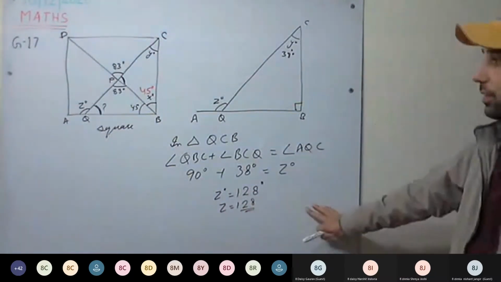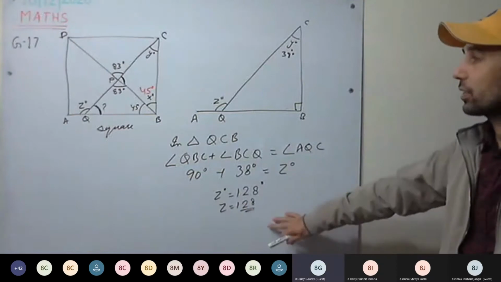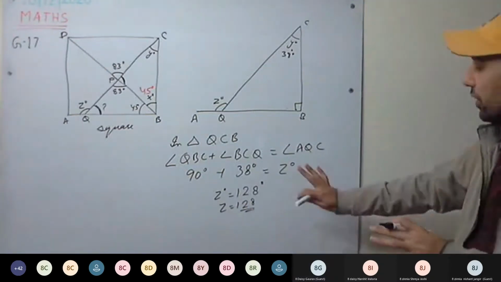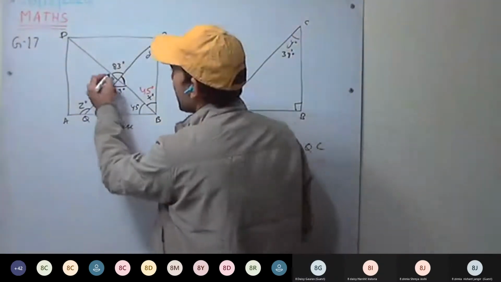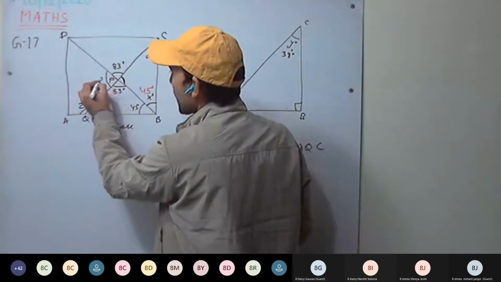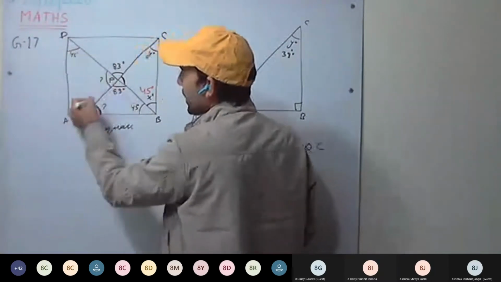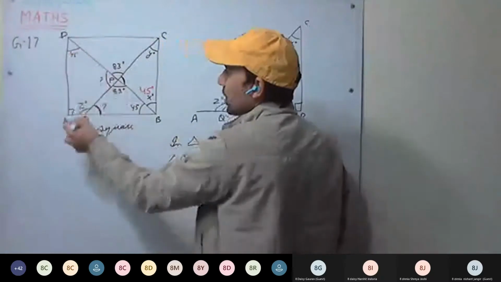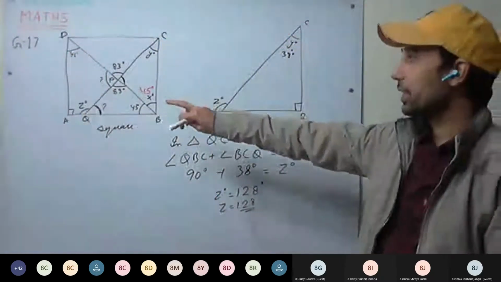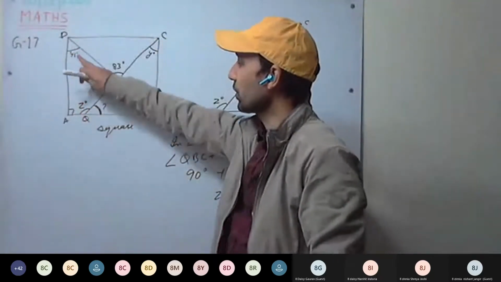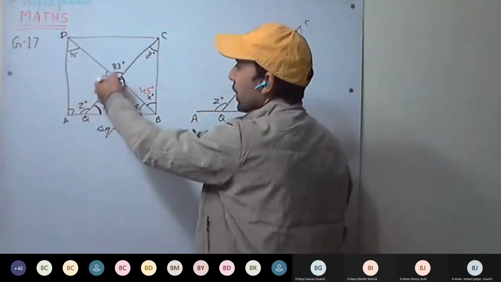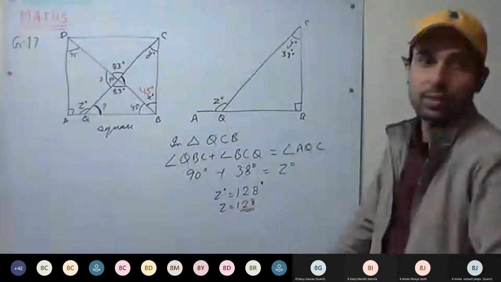This is clear? Yes, sir. You can calculate this way. Okay, there are many ways as well. Now see one more way. This is 83 degree, you can calculate this angle. This is 45 degree, this is 90 degree. So this is a quadrilateral. So angle sum of the interior angles of a quadrilateral is how much? 360. You can calculate that way as well.